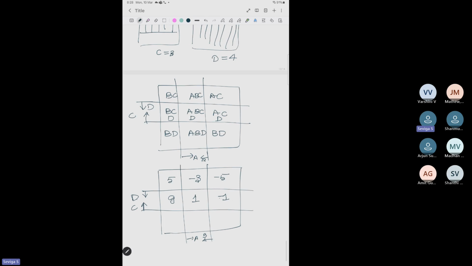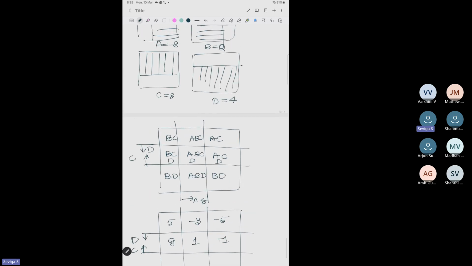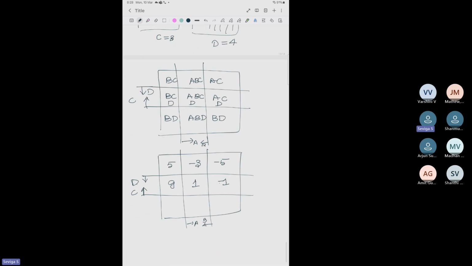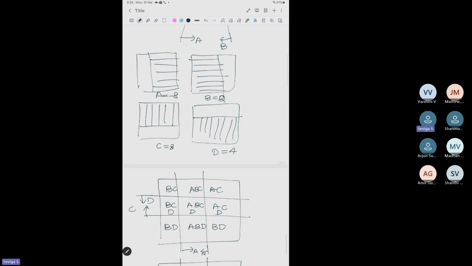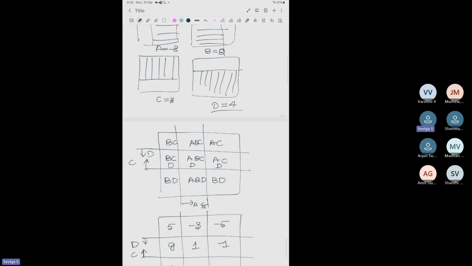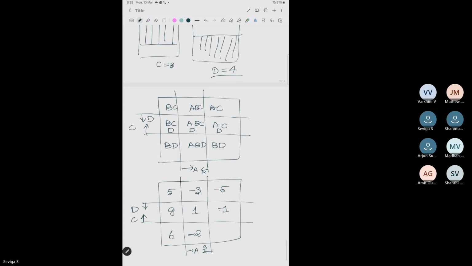Next, you have the value of B and D. So B value is 2, D value is 4. So 2 plus 4 is 6. And here you have ABD. So A value is -8 plus 2 plus 4. That is equal to -2.